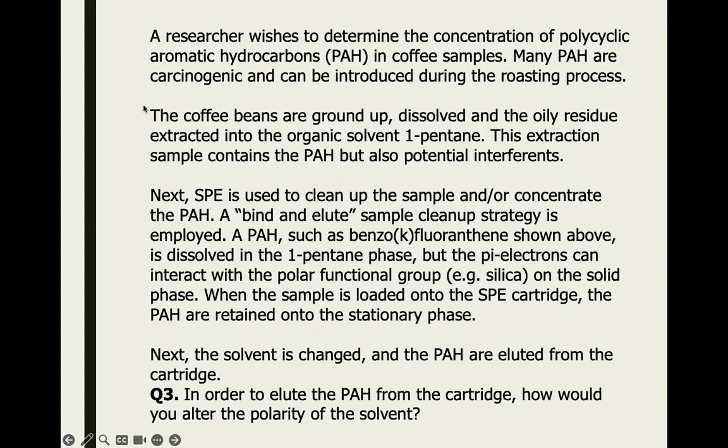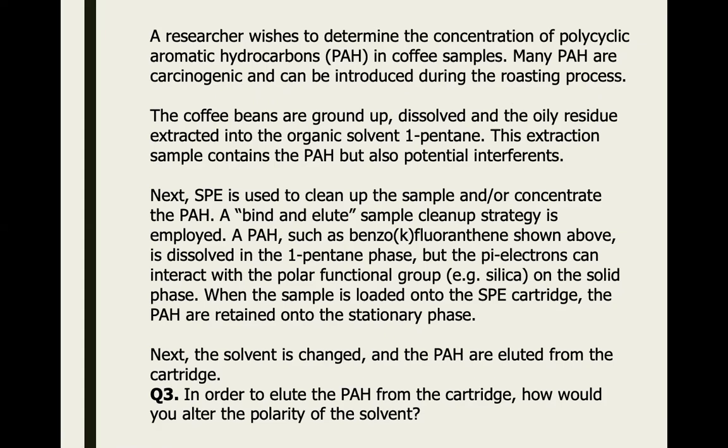And this is an example of PAH in coffee. Okay. So this is the analysis of PAH in coffee samples. PAH, because of the aromatic hydrocarbon, is reported to be carcinogenic, and it might be produced during the roasting process of the coffee beans. So in order to analyze, the coffee beans are ground up, dissolved, and the oily residue extracted into organic solvent. Okay, this extracted sample contains the PAH but also potential interference.